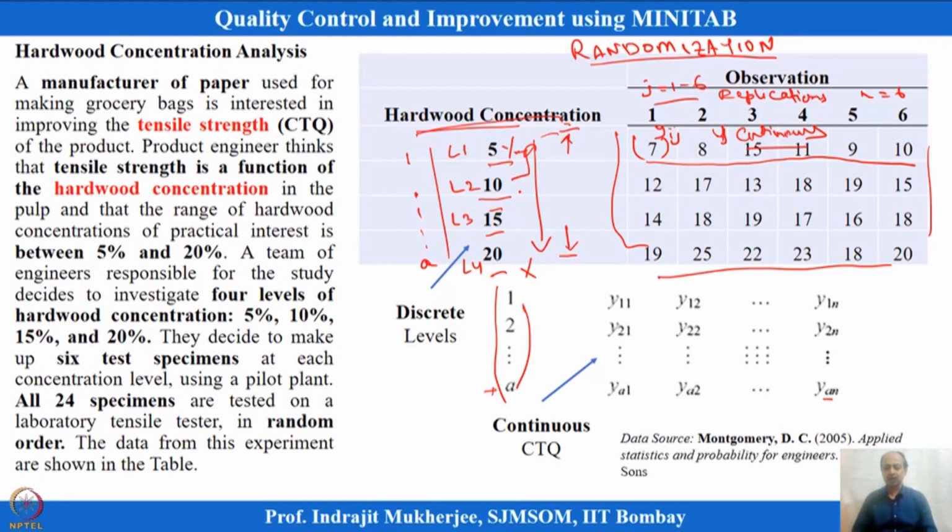But we cannot generalize. For 5, 10, 15, 20, these are the levels based on which we are making a judgment, and we cannot generalize to any values between 5 and 20. When we want to do that, that is the random effect model basically. So, here what we are doing is the fixed effect model, these are the discrete labels, and this is the outcome of the experimentation, and from here we want to determine which is the best level, where do I set hardwood concentration, so that I can maximize the tensile strength.